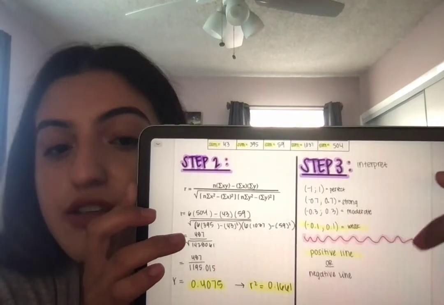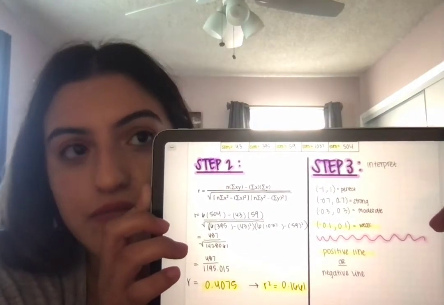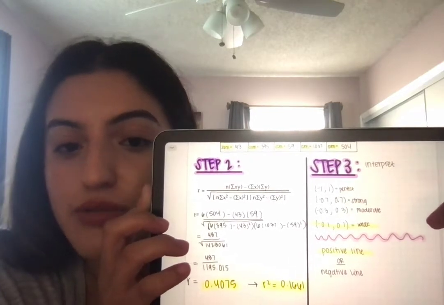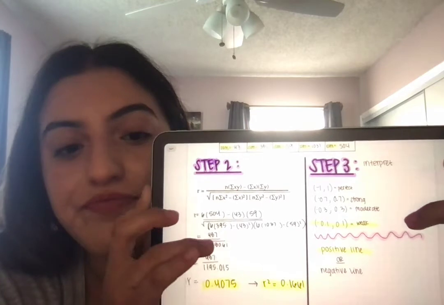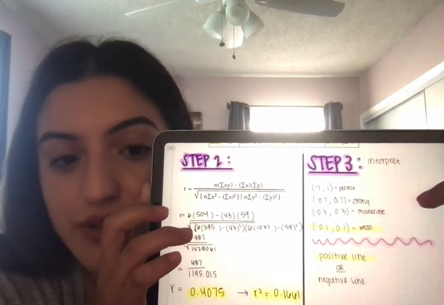And then to double check your work, there are websites you can go to. You simply just put in the data that you're given, and then it helps you determine your r. And then for step number 3, you're going to go ahead and interpret the data.